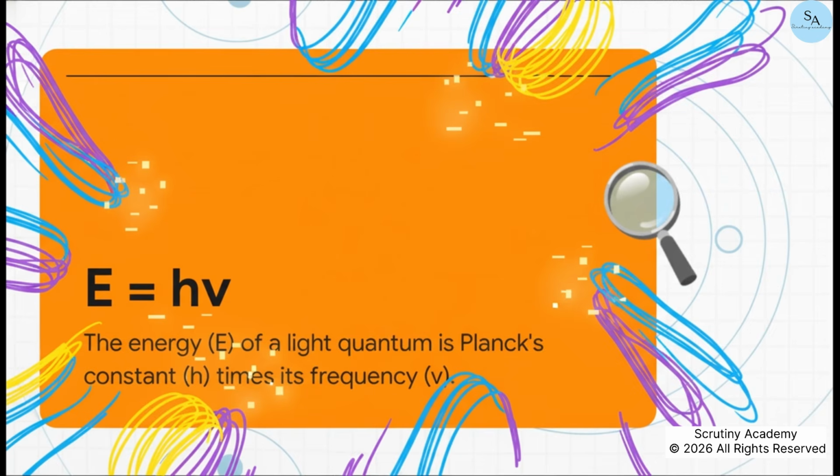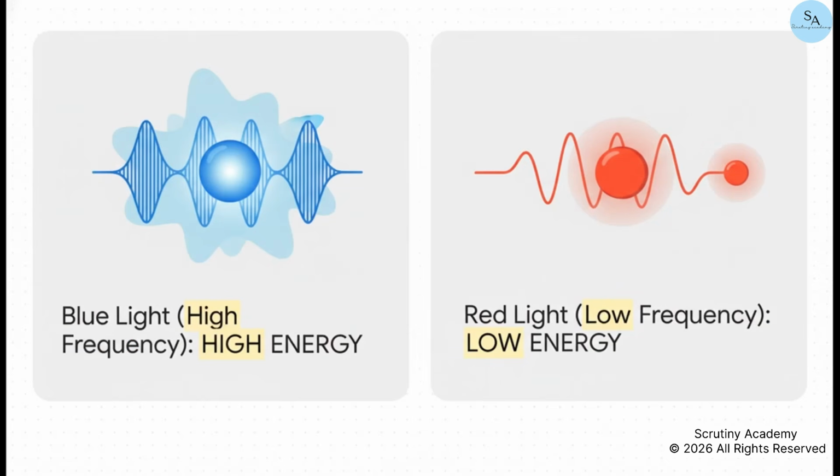Basically, the energy, E, of one of those little packets of light is directly connected to its frequency, nu. And the takeaway here is super simple. If the frequency is high, the energy is high. That's it. And here's a perfect example. Think about blue light. It has a really high frequency, so you guessed it, high energy.